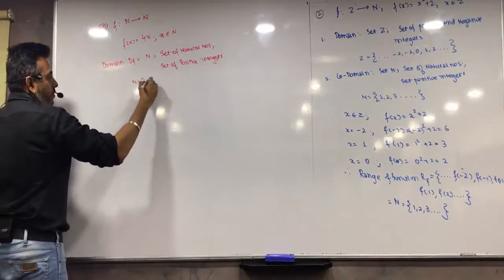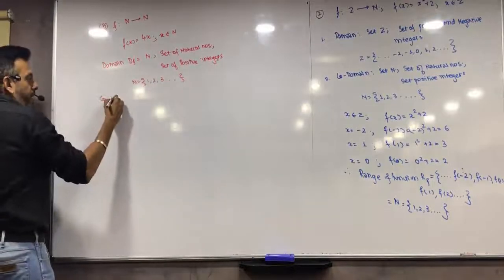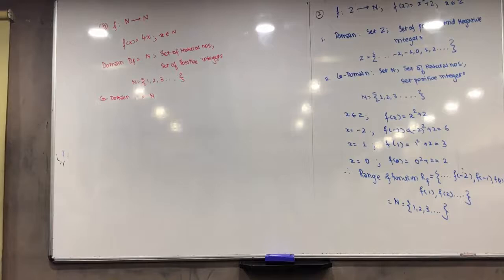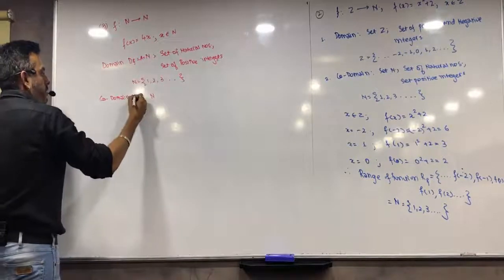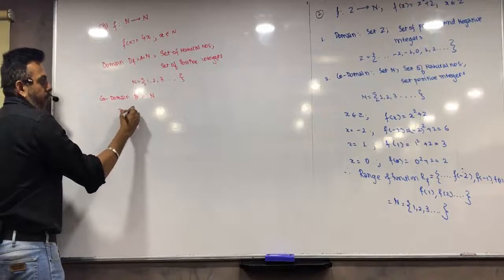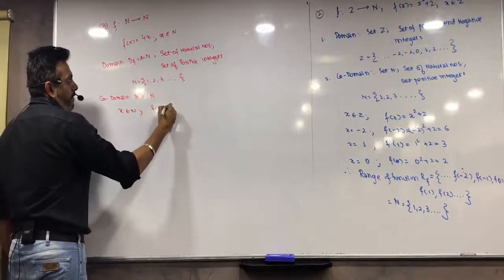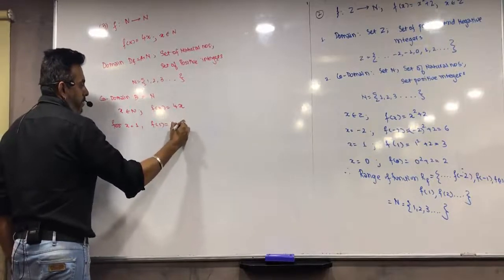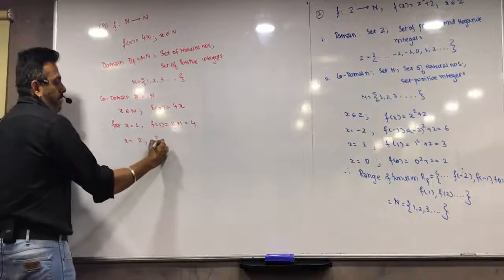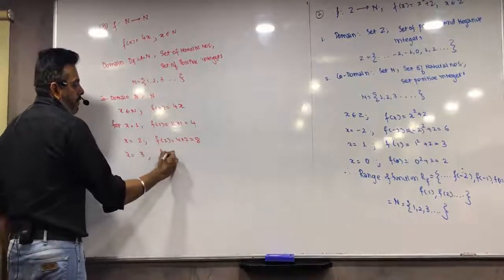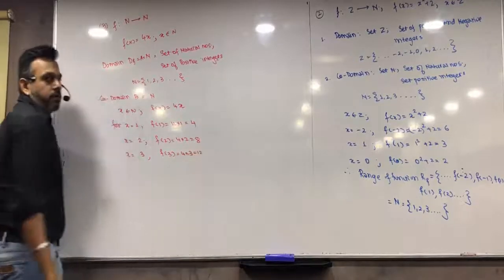Codomain, or we can write N is what? 1, 2, 3. Codomain is also equal to N. You take domain A is equal to codomain B as N. x belongs to N and f of x is equal to 4x. So for x is equal to 1, f of 1 is equal to 4 into 1, 4. x is equal to 2, f of 2 is equal to 4 into 2, is equal to 8. x is 3, f of 3, 4 into 3 is equal to 12.